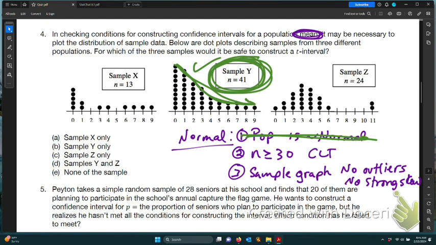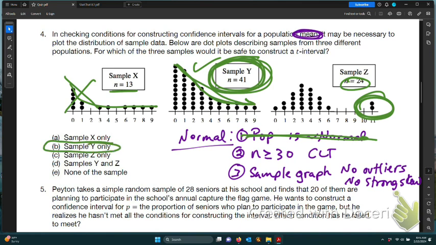Okay, perfect. Now, sample X has a small sample size, so I do have to look at the graph and take into consideration its shape. It is skewed, so this one's out. It's not going to meet my qualification. Sample Z also has a small sample size, so I can't use the central limit theorem. We have two outliers here. Usually it's very obvious, okay? So this is not okay. So the only one that's okay is sample Y.